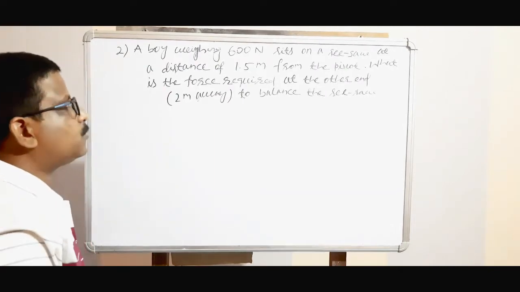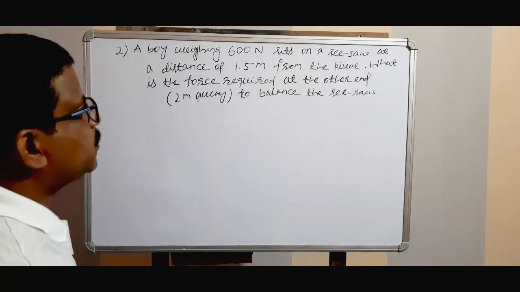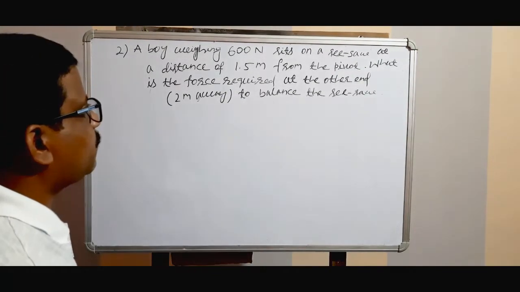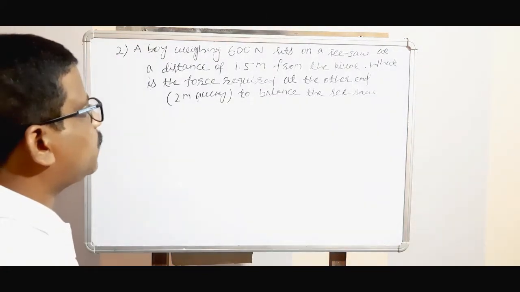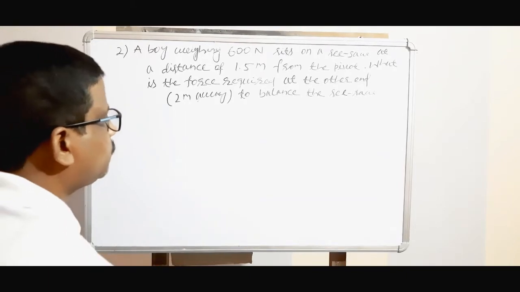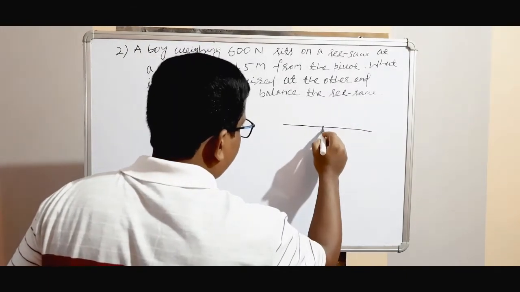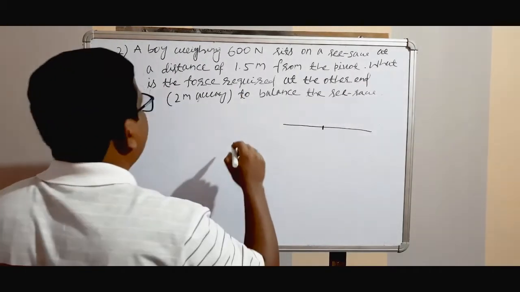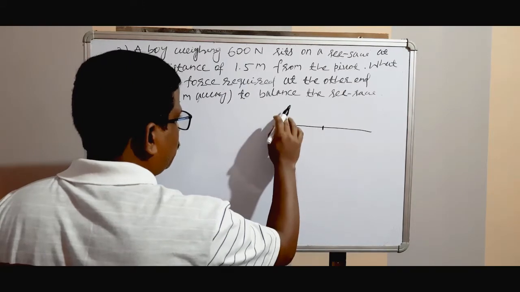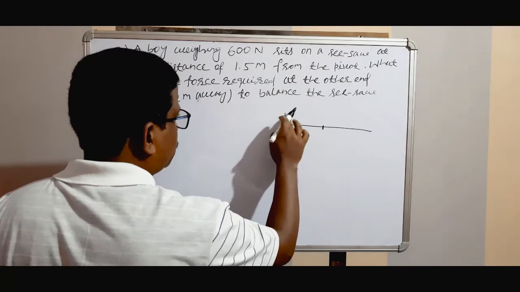So next question, question number 2. A boy weighing 600 Newton sits on a seesaw at a distance of 1.5 meter from the pivot. What is the force required at the other end 2 meter away to balance the seesaw? Suppose this is a seesaw. Here is the pivoted point. Clear? And a boy weighing 600 Newton. 600 Newton weight is giving.